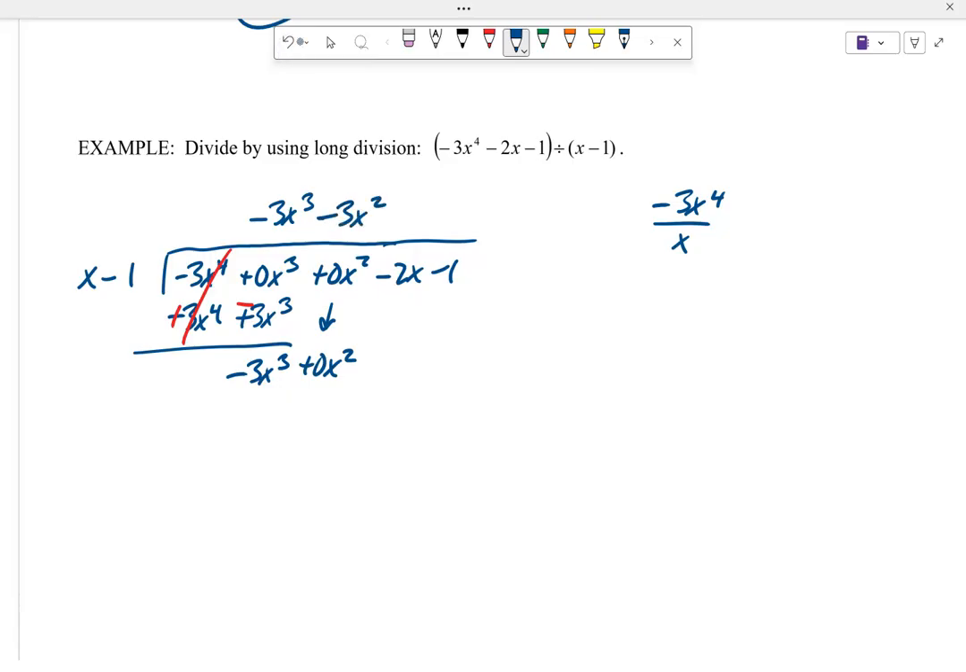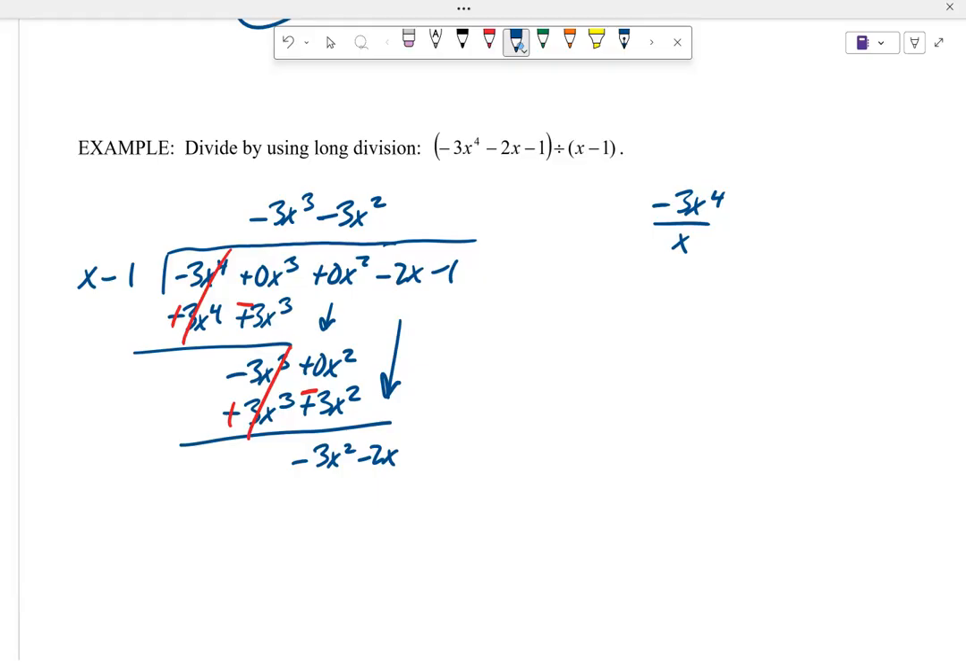Now let's multiply it through. Negative 3x squared times x, negative 3x cubed. Negative 3x squared times negative 1, positive 3x squared. Don't forget, you got to change the signs. Negative 3x cubed plus 3x cubed, that's gone. So now I got 0x squared minus 3x squared is a negative 3x squared. Bring down the minus 2x.